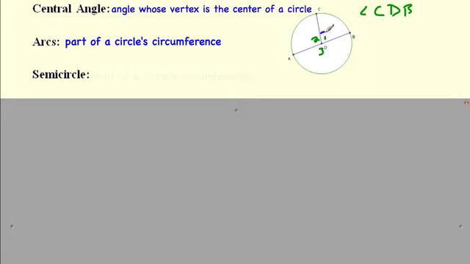This is the central angle. Its matching arc is this over here. That's what matches up with it. Excellent. So one other piece of vocab we need is a semicircle.